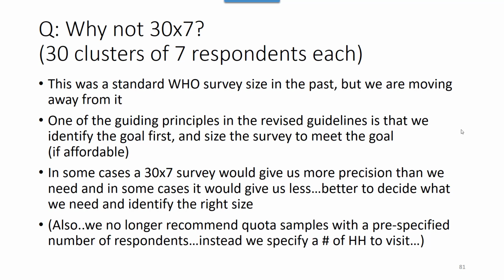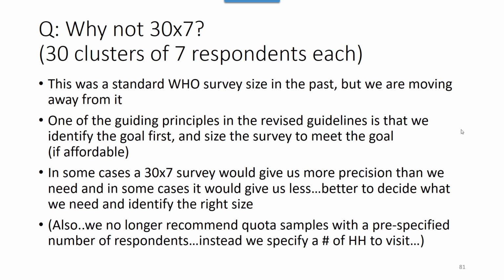One of the guiding principles in the new guidelines, the revised guidelines, is that we identify the goal first and we size the survey to meet that goal if it's affordable. In some cases, a 30 by 7 would give you more precision than you need, and in some cases it wouldn't give you enough precision for the decisions you need to make. So it's better to decide ahead of time what you need.